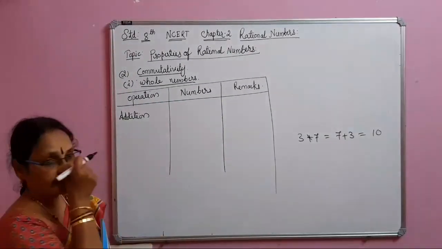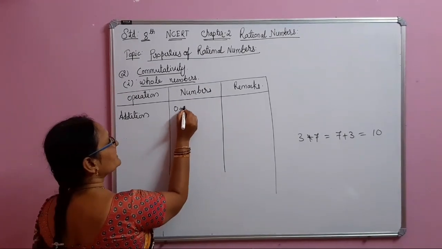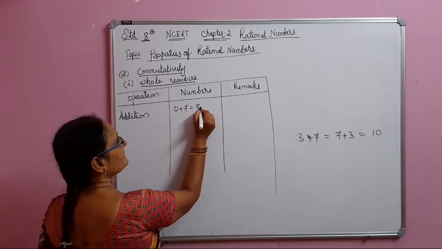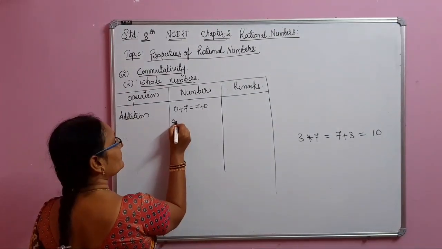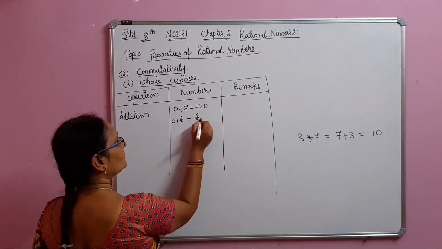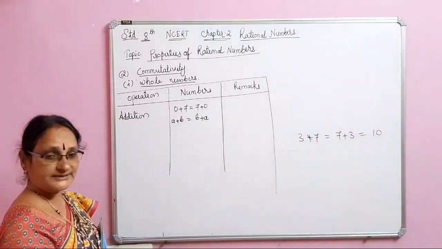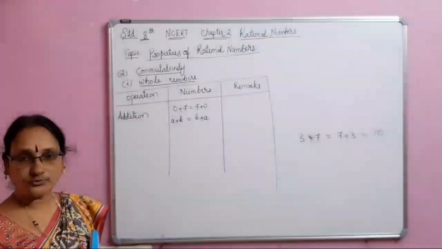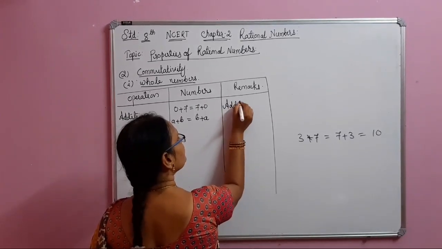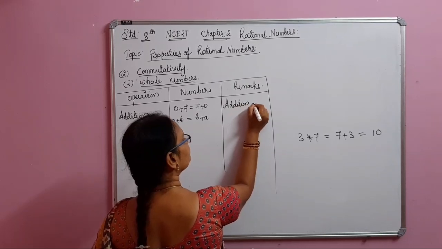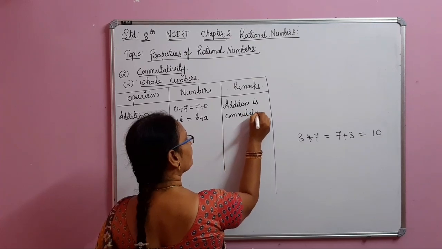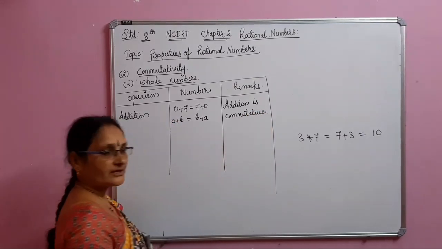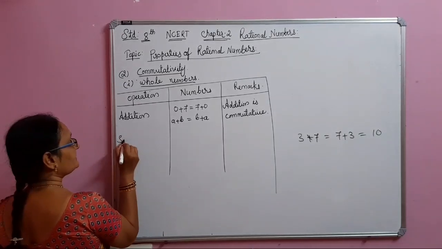The same thing now we will see for addition. See here, 0 plus 7 is equal to 7 plus 0. In general, what can we write for this? A plus B is equal to B plus A. That means addition is commutative. What remark can we give here? Addition is commutative.